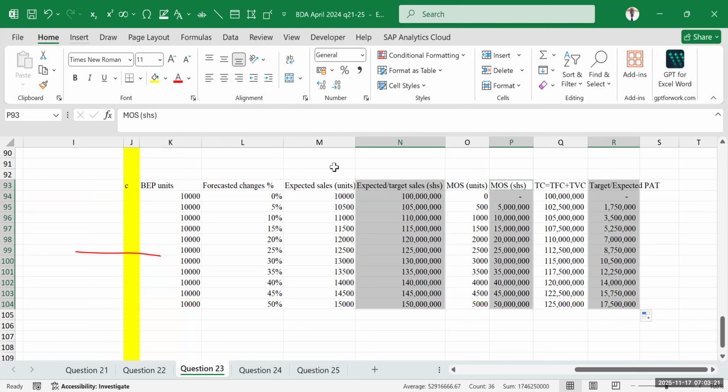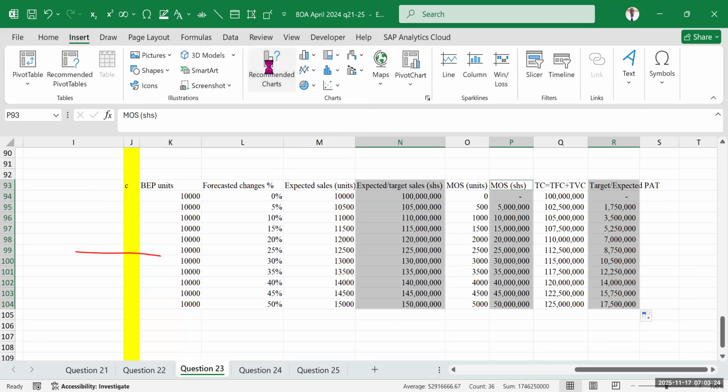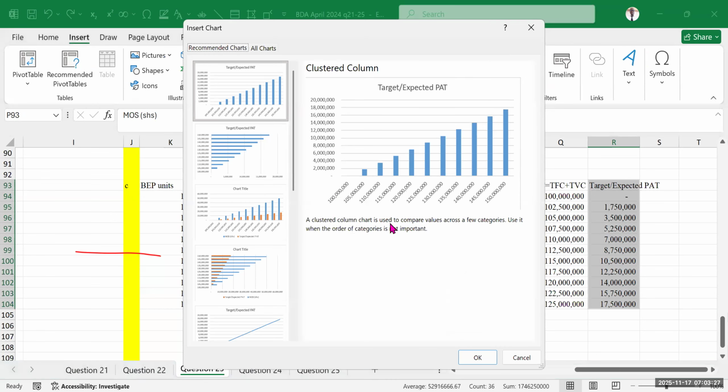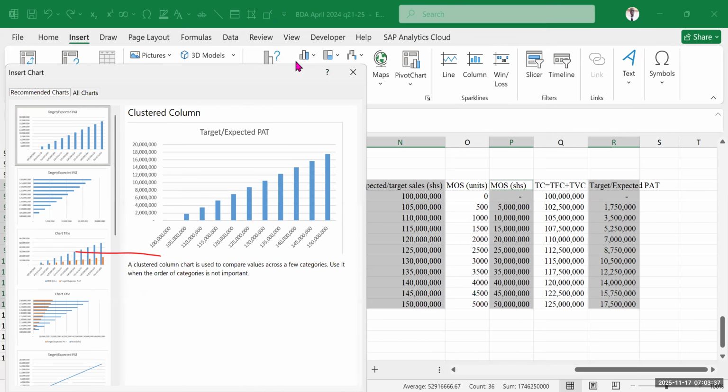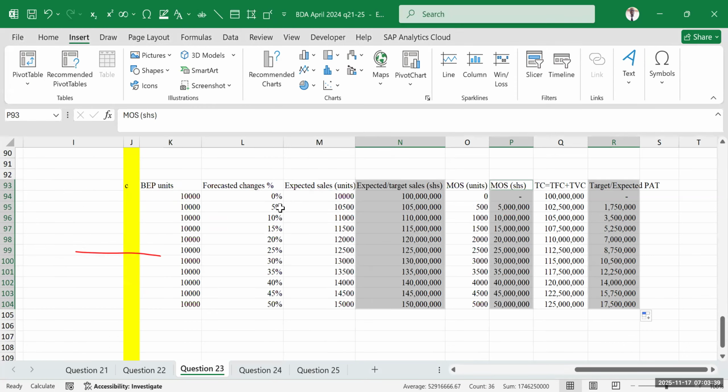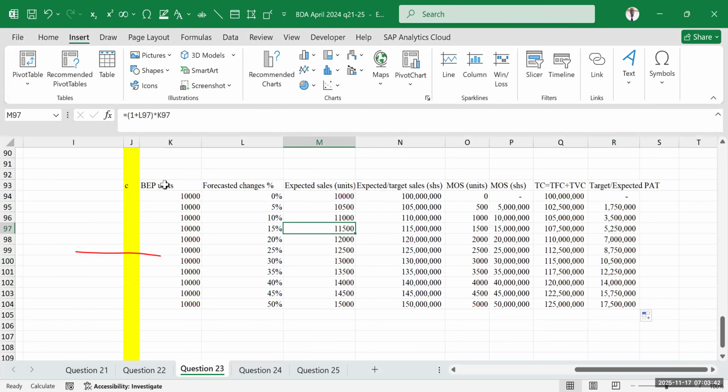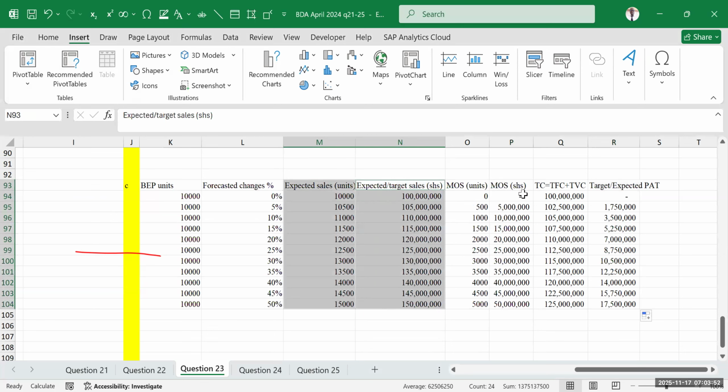So once you've highlighted, if you go to insert and even go to recommended charts, it will already give you recommended charts for that. And because we have three variables, I can also bring the units and take one to the secondary axis. I can start with expected units, then target revenue, then margin of safety in shillings, then target profit after tax.